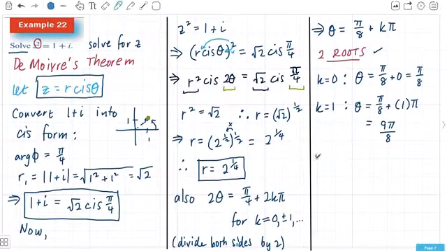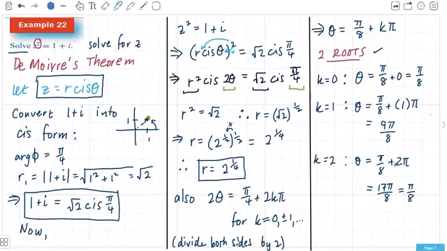You don't need to write this down, but I'll just show you what happens if you go one step further. If I pick another k, if I put k equals 2 in, you're going to get theta equals pi over 8 plus 2 pi. And that would be, 2 pi is 16, that would be 17 pi over 8, which is exactly the same as pi over 8, because you've just gone around again to here. You've ended up back in the same spot.